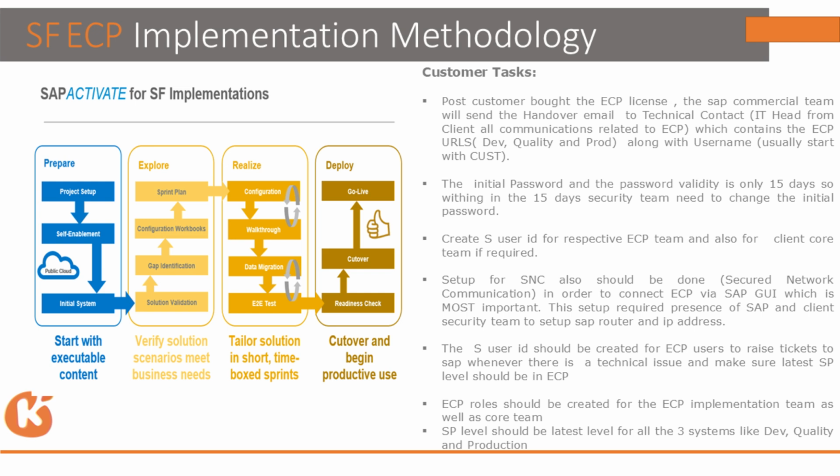So before implementation of ECP, it is better to have everything in place: system URLs, the username, the initial password, and the VPN setup. Everything should be proper, so that you can easily get into implementation. No need to wait on the system perspective. Okay.